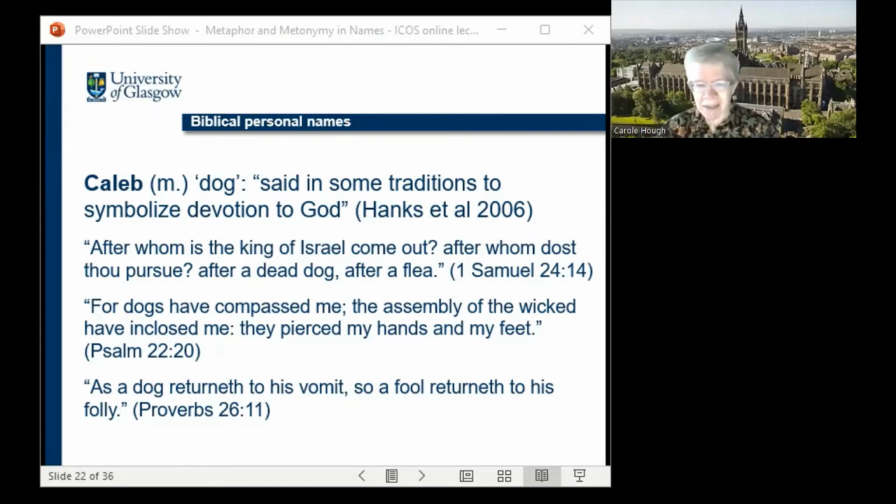Presumably, though, these are later traditions, not necessarily relevant to the original name, as dogs generally seem to be conceptualized negatively in the Bible, particularly in the Old Testament. The quotations on the slide are fairly typical, and I haven't found any biblical references to good qualities of dogs that we might expect to form the basis of a metaphor.